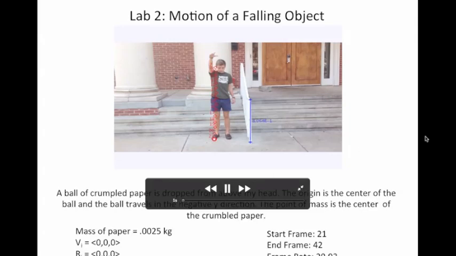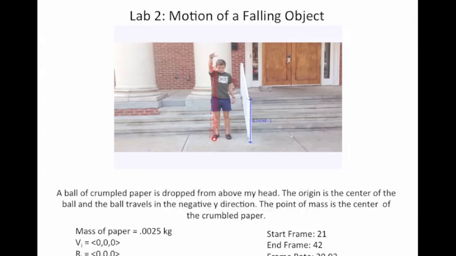In order to examine the motion of a falling object, I dropped a crumpled piece of paper from above my head. The origin is the center of the ball, and the ball travels in the negative y direction. The point of mass is the center of the ball. The mass of the paper is 0.0025 kilograms.